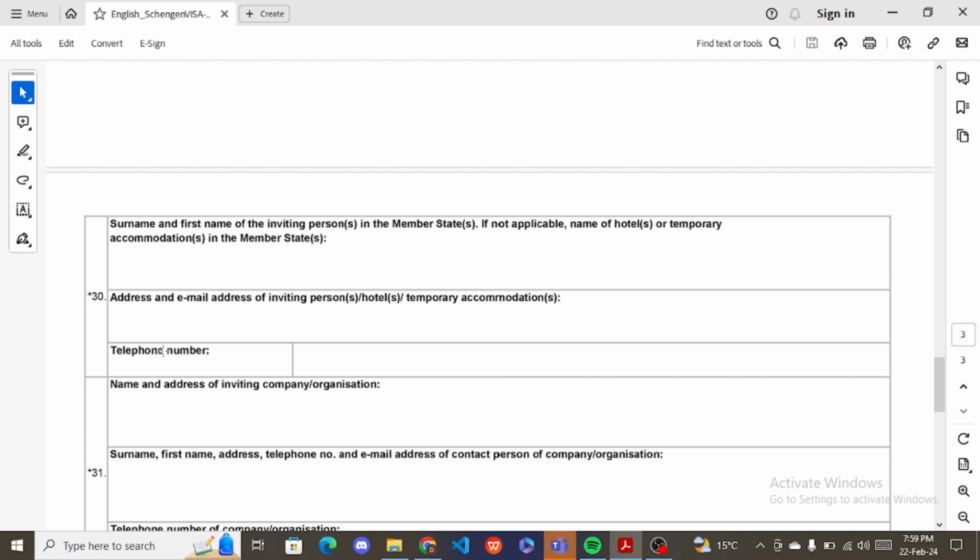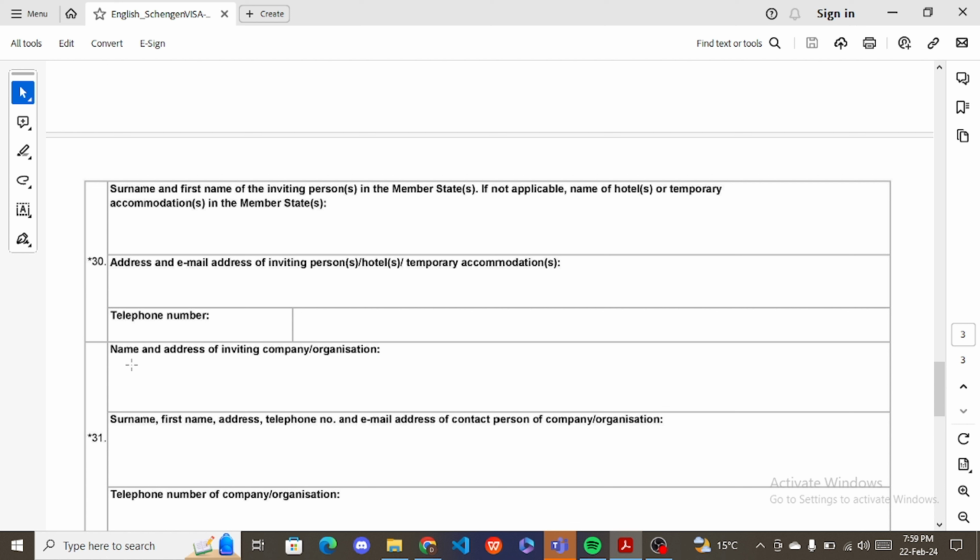30. Address and email address of inviting persons, hotels or temporary accommodation. Of course, go ahead and write the address, the email. If it's for school hostel, go ahead and write the address and the email. If it's someone that you're staying over with, go ahead and write the information, their telephone number, name and address.